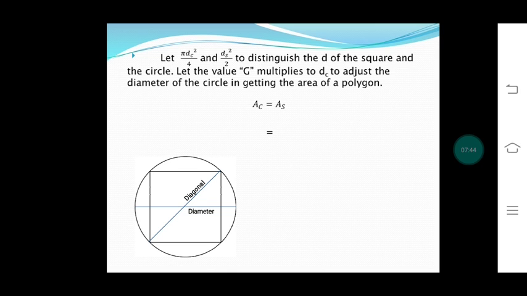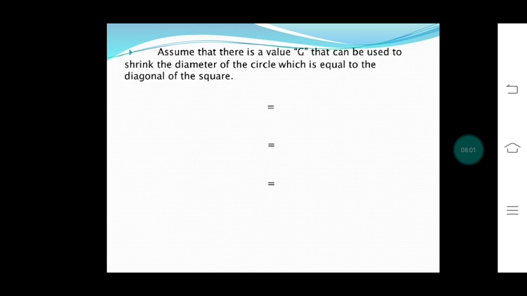So, area of circle equal to area of square. So, area of the circle, di ba nato is pi d squared over 4. Ang area po sa square is d squared over 2. Next, to assume that there is a value of g that can be used to shrink the diameter of the circle, which is equal to the diagonal of the square. So, atong i-multiply ang value of g sa diameter of the circle. So, ani siya itsura.